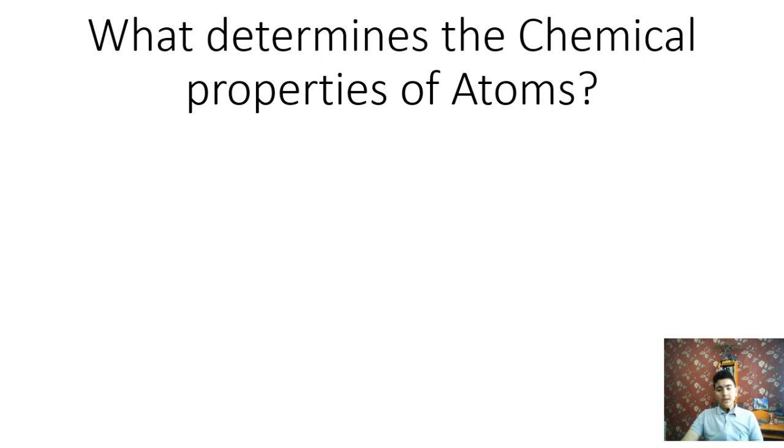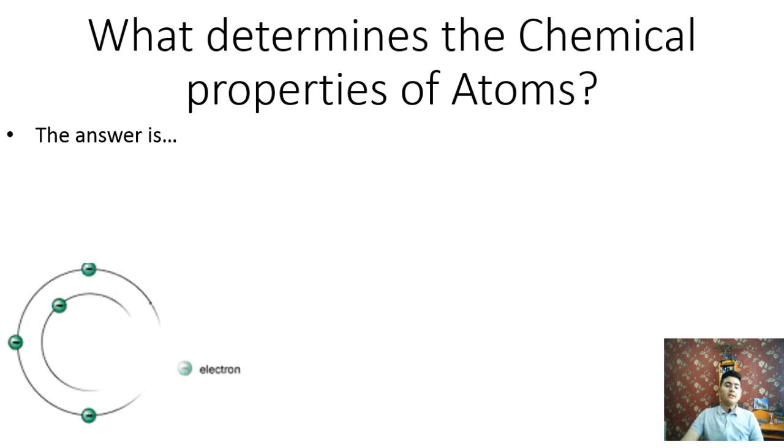So the chemical behavior of an atom is determined by the distribution of electrons in the atom's electron shells. And these are the electrons of beryllium, which has 4 electrons, and it has its own chemical behavior.